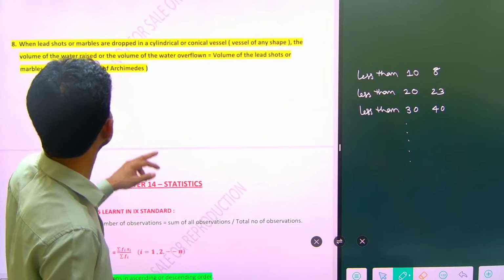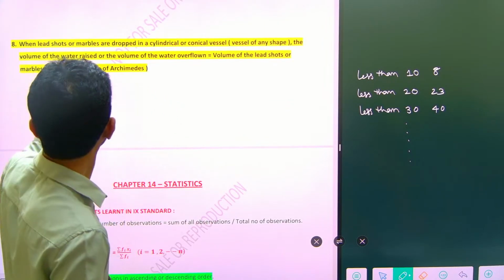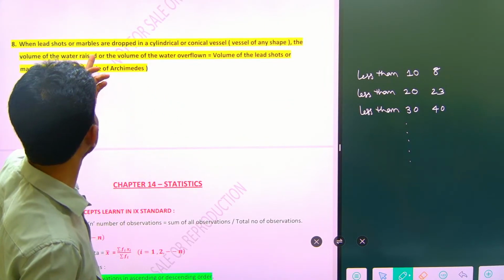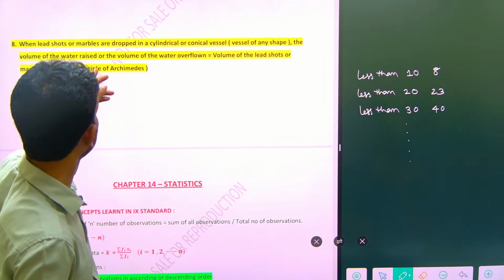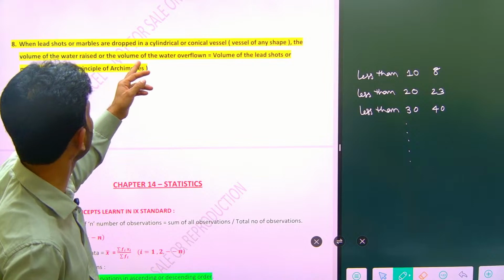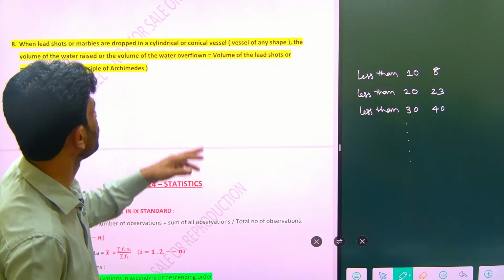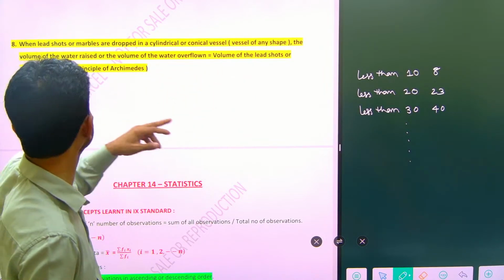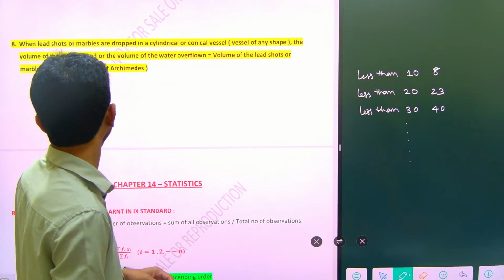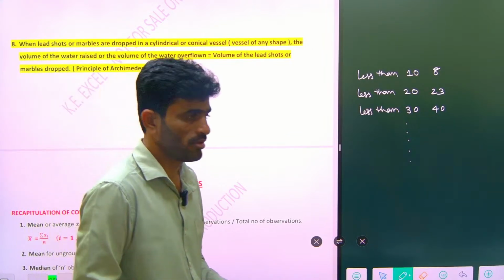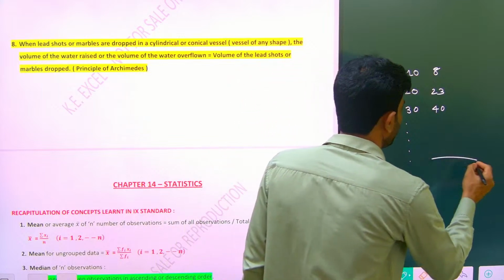Okay, here what happens? When lead shards of marbles are dropped in a cylindrical or conical vessel, the volume of water raised, or the volume of water flowing out, is what you have to take. The volume of the lead shots or the volume of the marbles dropped is equal to that. This is what you will be given: one cylinder.